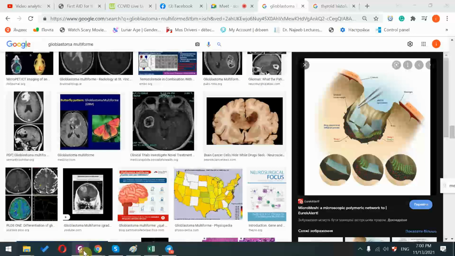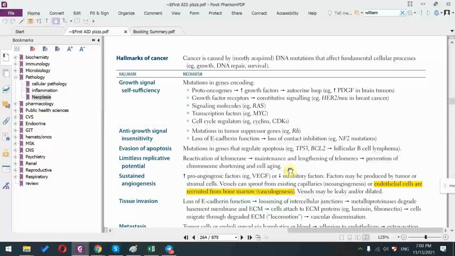So, the next one is the following. The growth factor receptor, like a constitutive signaling, like the HER2 in breast cancer. Remember, never trust her. So that's in breast cancer. This will be super important. This is my mnemonic. Nobody steal it from me. Never trust her. Why never trust her?